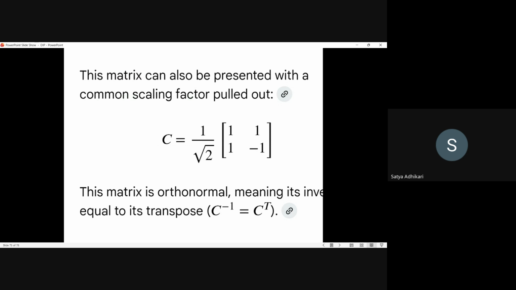And more commonly, this matrix is orthonormal. You know that a matrix is said to be orthonormal if its inverse is equal to its transpose. So the discrete cosine matrix is orthonormal in nature, because if we take the inverse of the matrix, it is exactly the same as the transpose of the matrix. So the nature of this matrix is orthonormal.